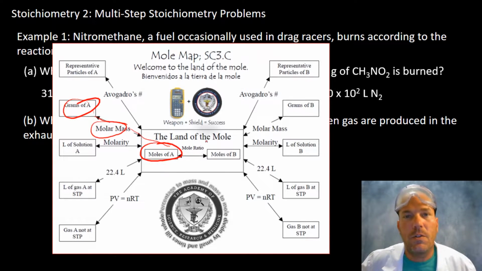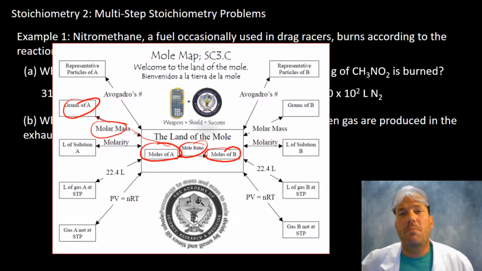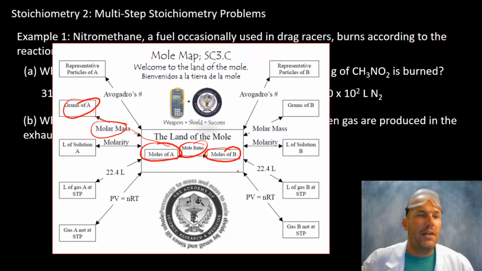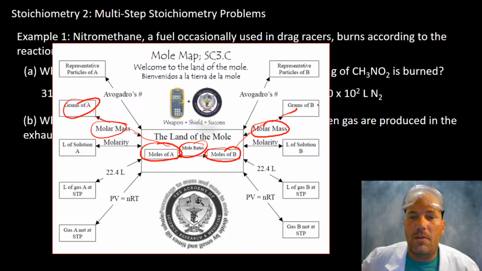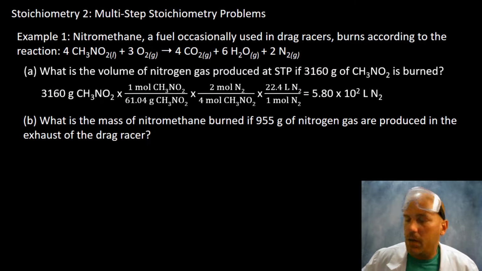We're not done. We're doing stoichiometry. I need the mole ratio from the balanced chemical equation. And then we're going to get moles of our other substance. In this case, it's the moles of the nitromethane, because we're going from the nitrogen gas to the nitromethane. And we're asked how many grams of that will be produced. Okay, so there we go.